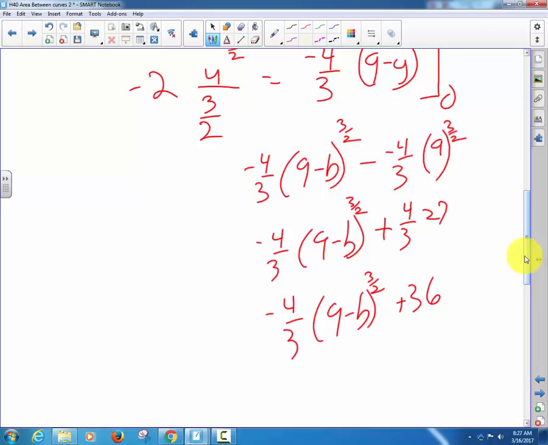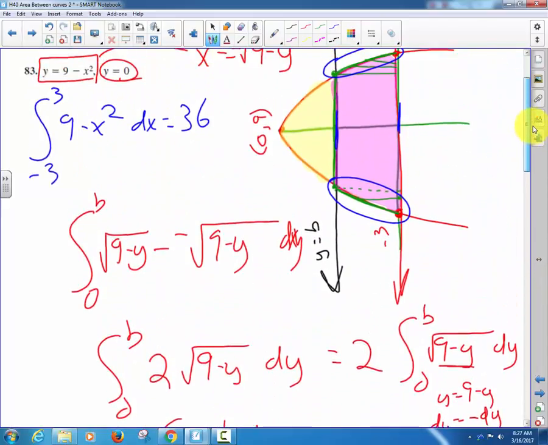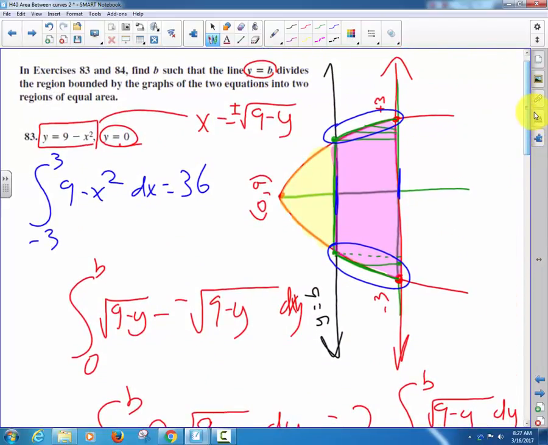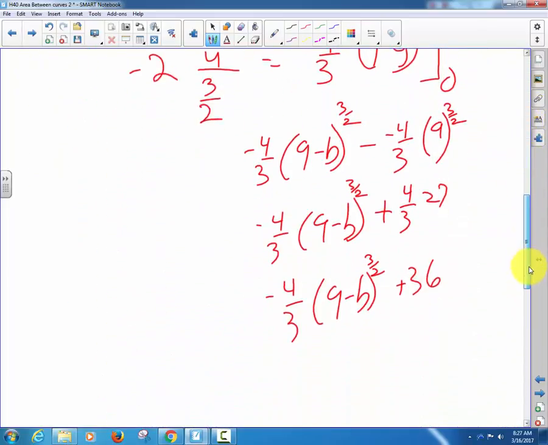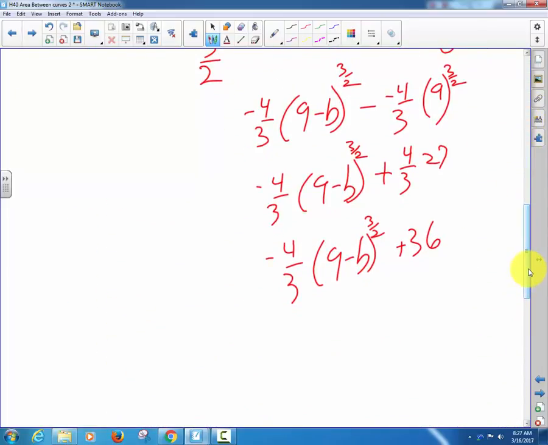What do we know? What else do we know? We started off knowing it. We still know it. This is an integral. What are we trying to accomplish? What are we trying to accomplish here? Cut the area in half. So this integral, somebody see it? Equals 18. So this, what we've done here, has to equal 18.